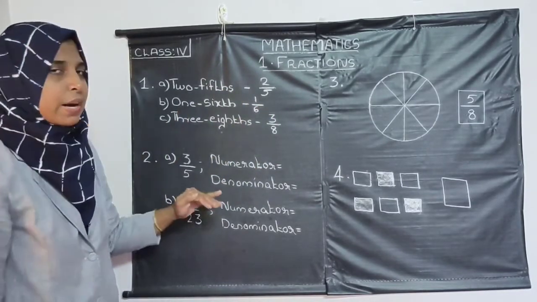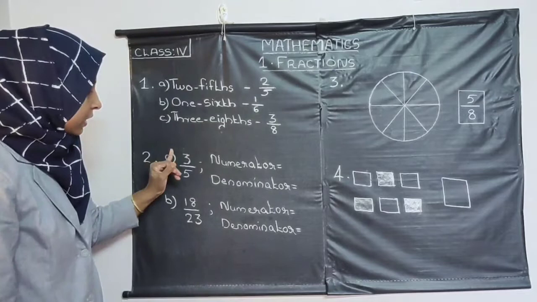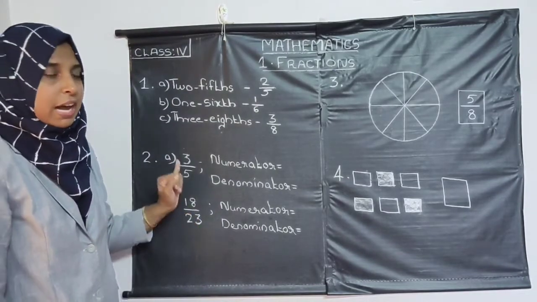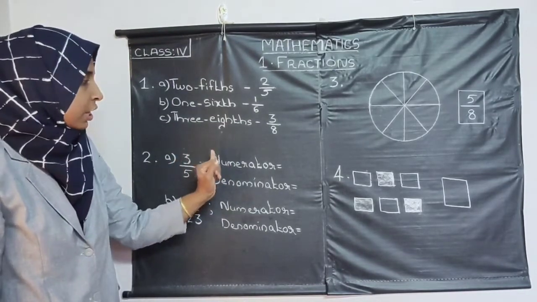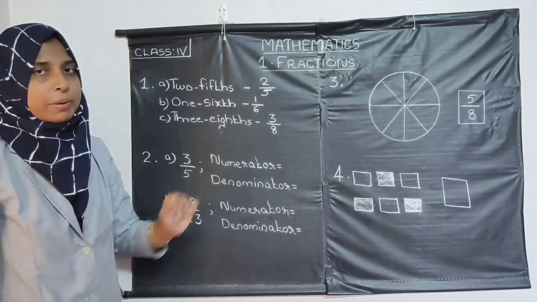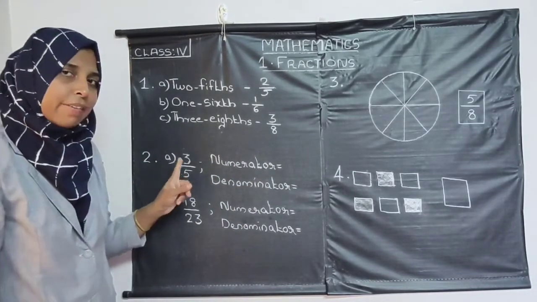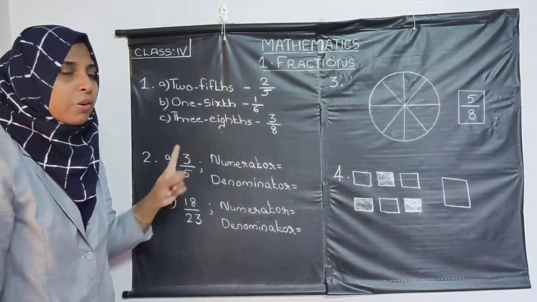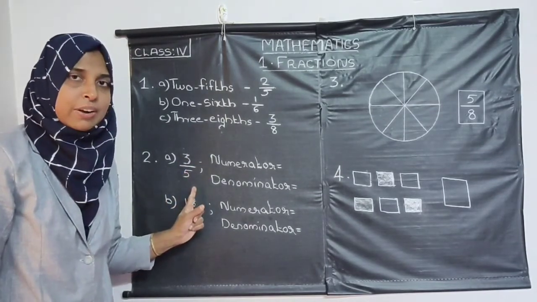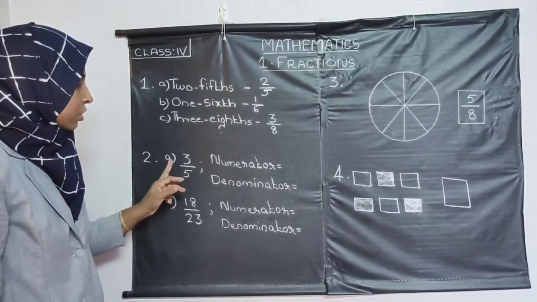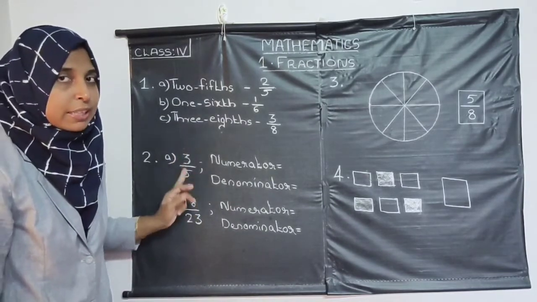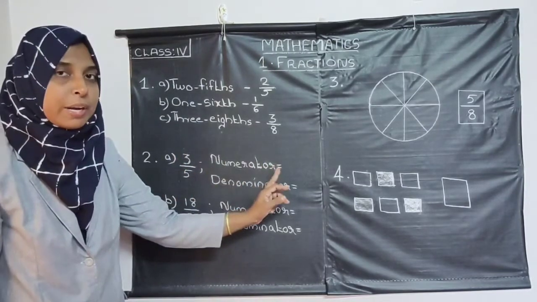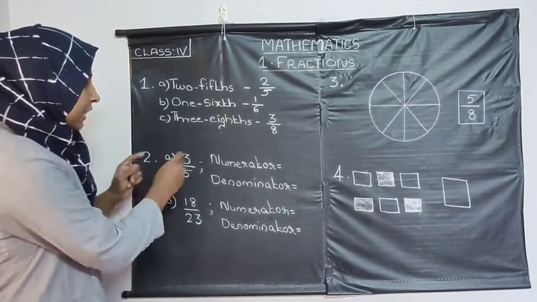Next one, second one. Here the fraction is given and we want to write what is the numerator and denominator. We have already learned the numerator is the number we are writing above and the denominator is the number we are writing below. So here 3 by 5. In 3 by 5, which is the numerator? Numerator is 3.